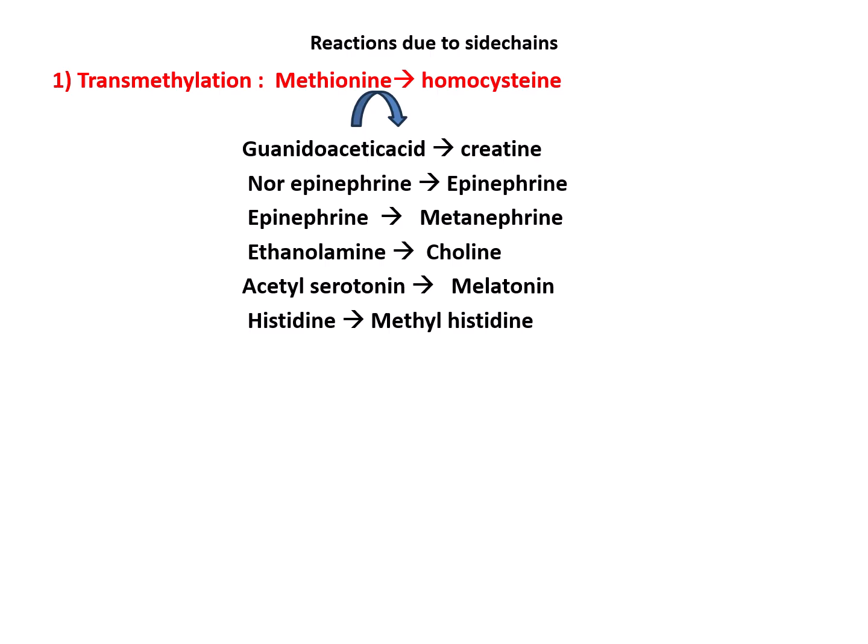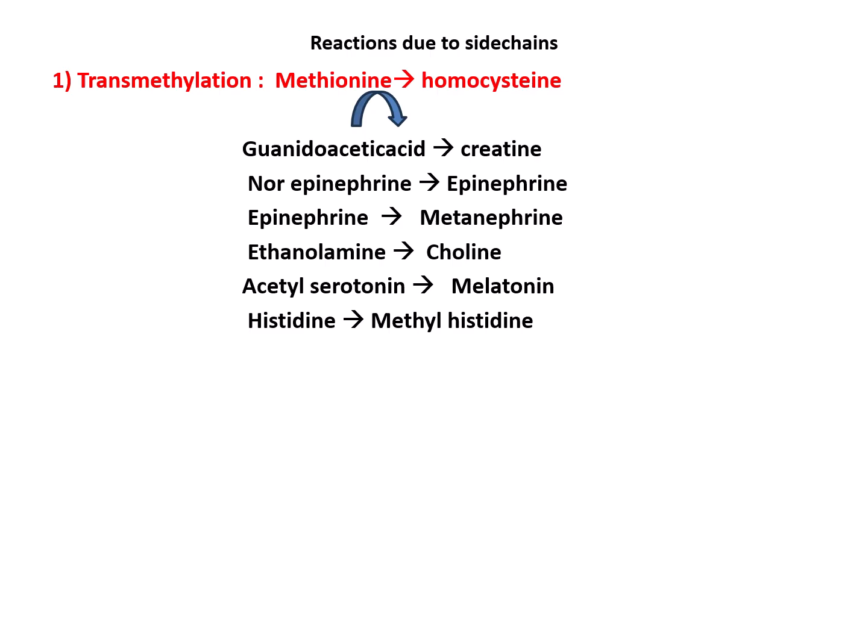So the methyl group acceptors include the following. Guanidinoacetic acid gets converted to creatine. Norepinephrine gets converted to epinephrine. Epinephrine gets converted to metanephrine. These are catecholamines which are responsible for increasing the force of contraction of the heart, increasing the heart rate and increasing the blood pressure. Ethanolamine undergoes methylation to form choline.